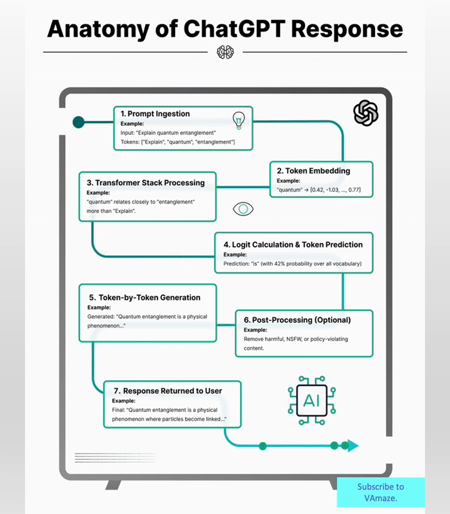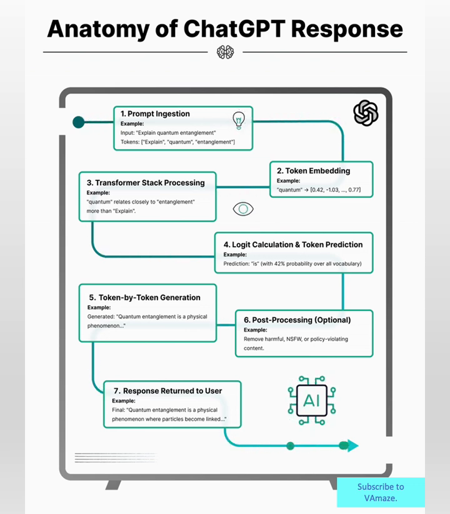Sequential building. The AI generates one token at a time, with each selection influencing the context for the next decision. After generating "quantum entanglement is a physical phenomenon," the system updates its understanding of the developing response and uses this context to predict what should come next.